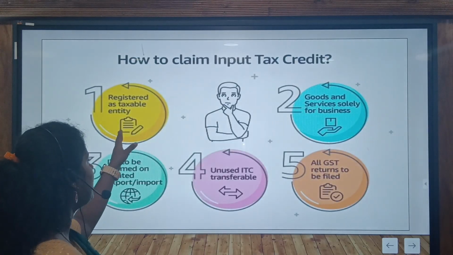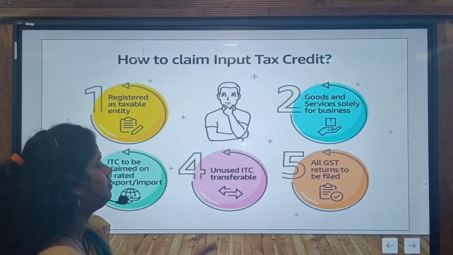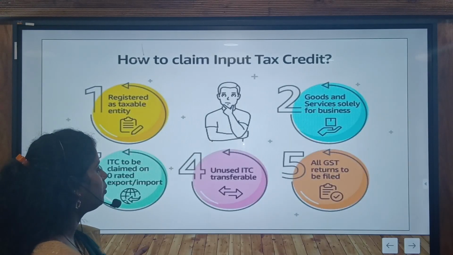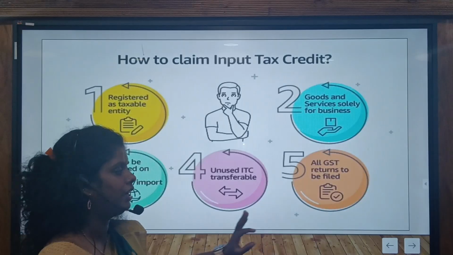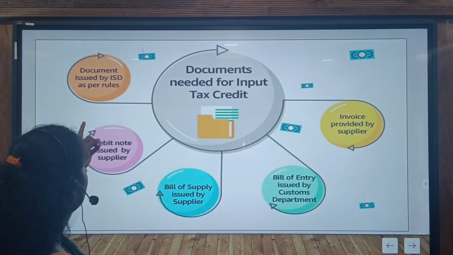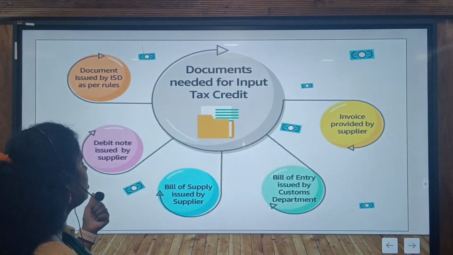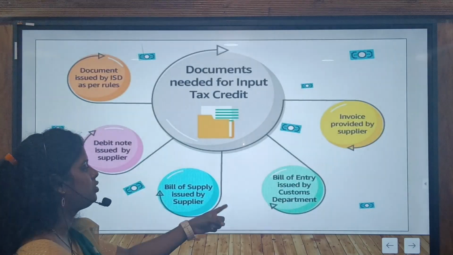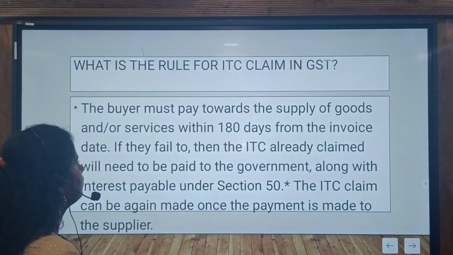How to claim it? The first step is being registered as a taxable entity, and second is using it solely for business. Third, claimed on zero-rated expense, and fourth, unused ITC is transferable, and all GST returns are to be filed. Documents needed for the input tax credit: first, documents issued under the GST rules, so debit note, bill of supply issued by the supplier, bill of entry issued by the customs department, and finally the invoice provided by the supplier.